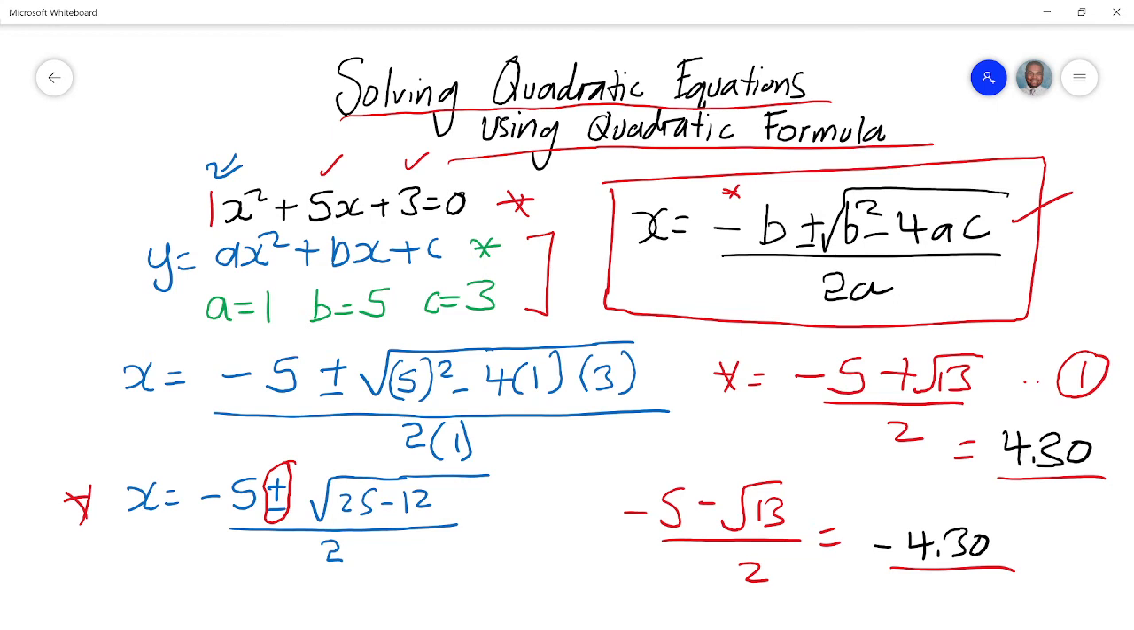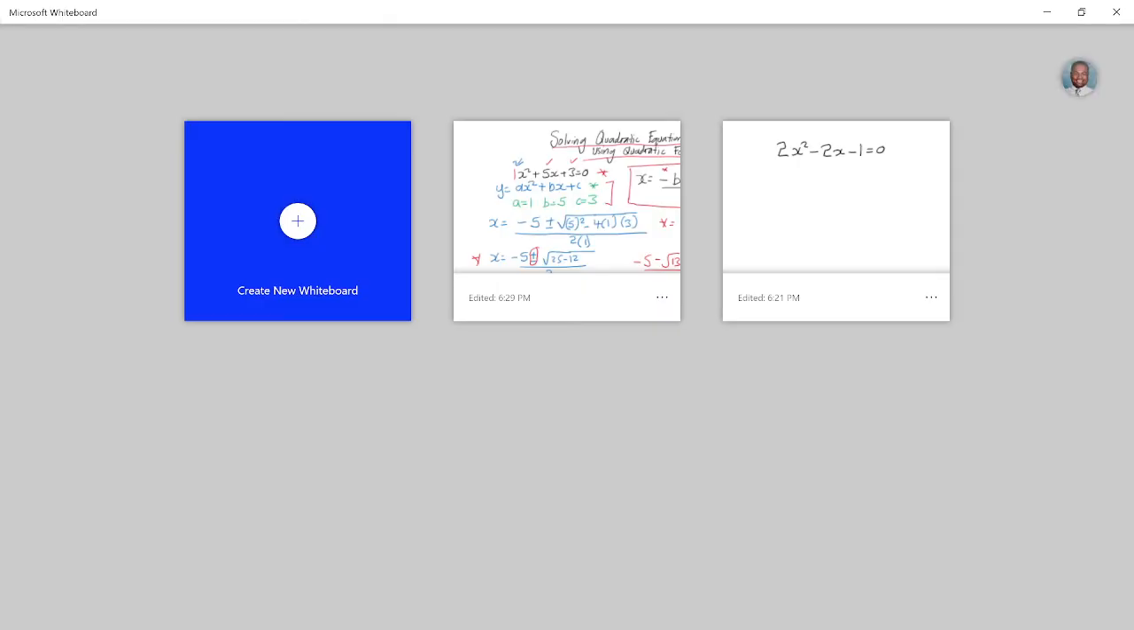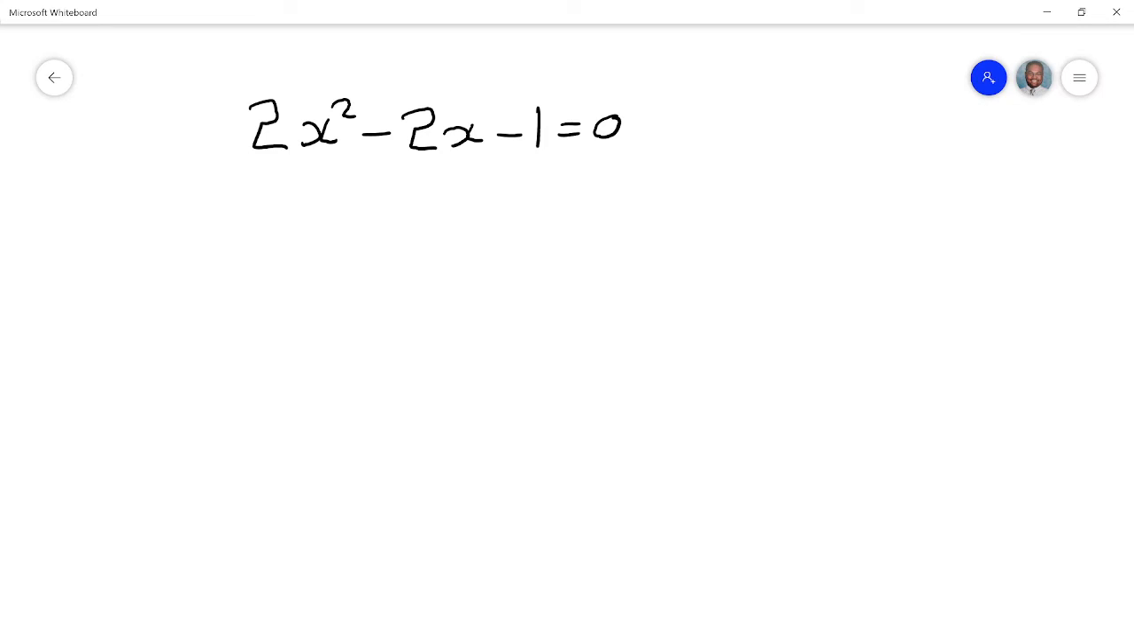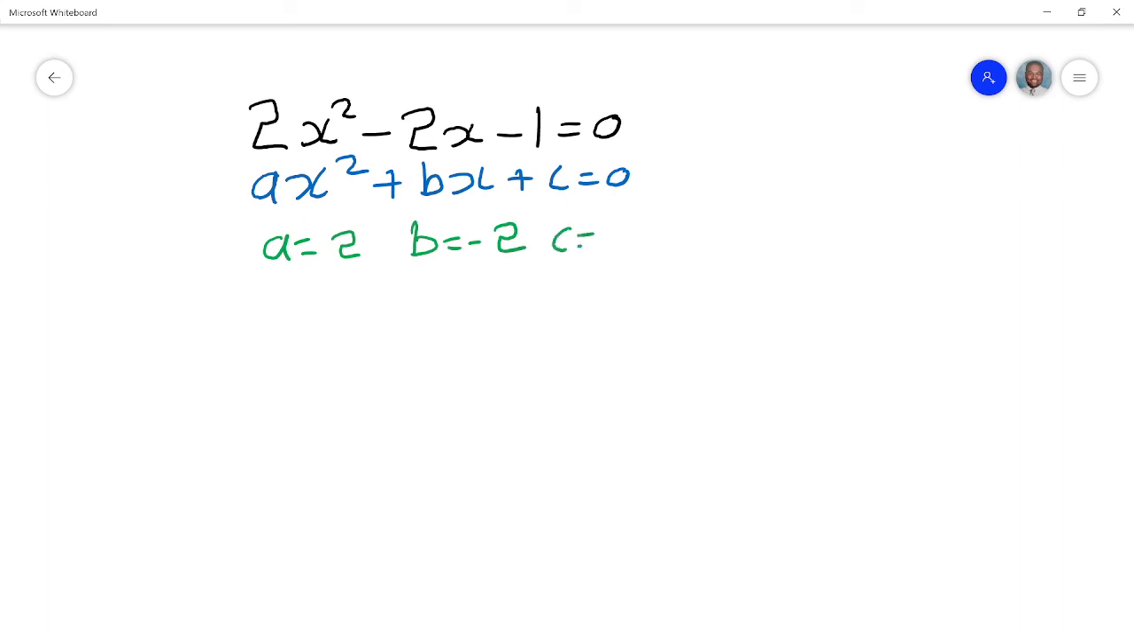Like I said, it's a very challenging part when you're not too sure. All right. Let's move on to the next question here. Suppose we have 2x squared minus 2x minus 1. So the first thing we need to do is find the values of a, b, and c. So you can see that a is equal to 2, b is equal to negative 2, and c is equal to negative 1.